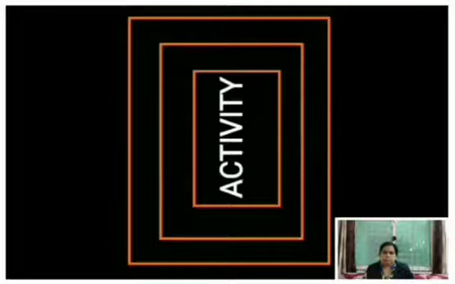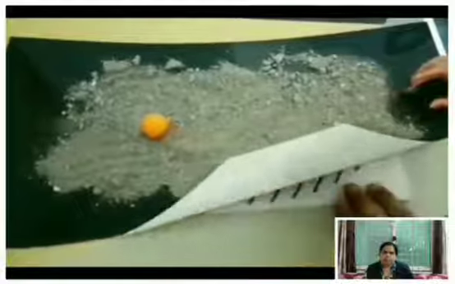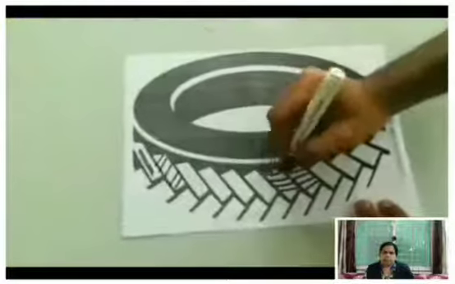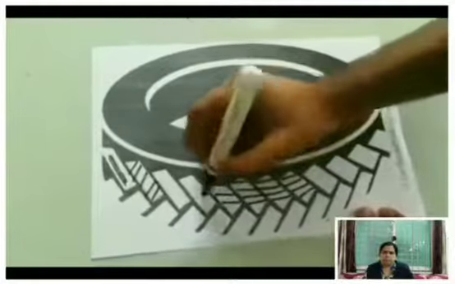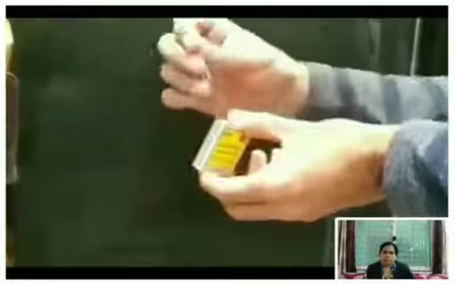Here comes the activity. Make a surface rough to increase friction. This makes the ball move at a slower speed. Tires can be made rough so that a car can stop by applying brakes. Friction can be increased by pressing the surfaces harder together.